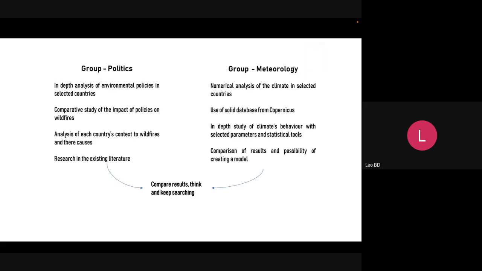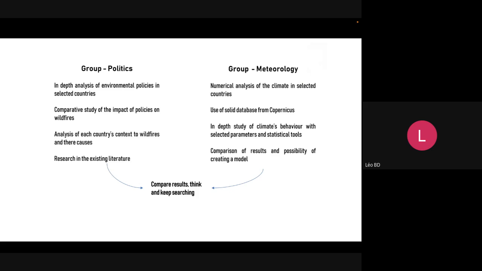For this reason, the research was separated into two groups. The first group is the politics group, and the other group is the meteorology group, or the numerical analysis group, if we can call it like that.